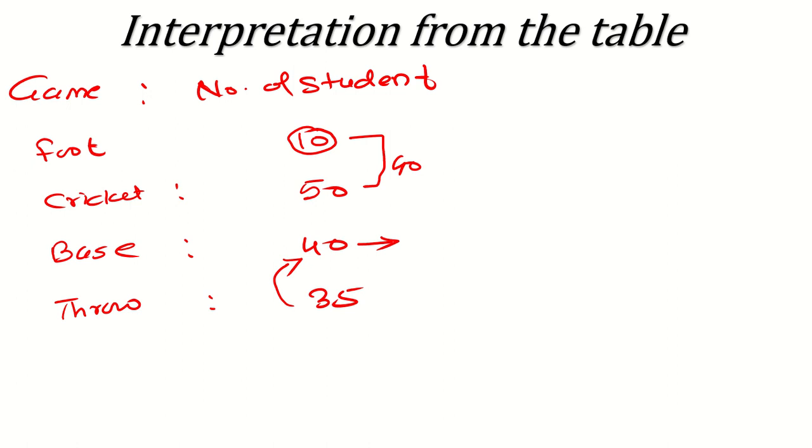Okay. So this is called interpretation from the table or conclusion from the table. One table will be given to you and then some questions will be asked based on that particular table. Okay. So this also I don't think that it will create any problem. Just be careful while reading the question. Don't read the question in such a hurry that it goes wrong.